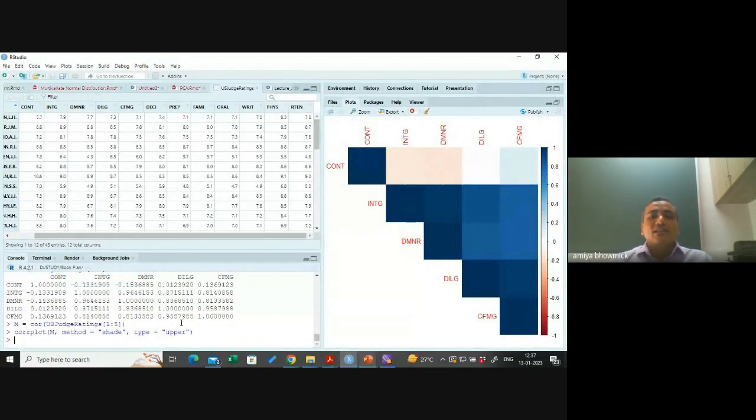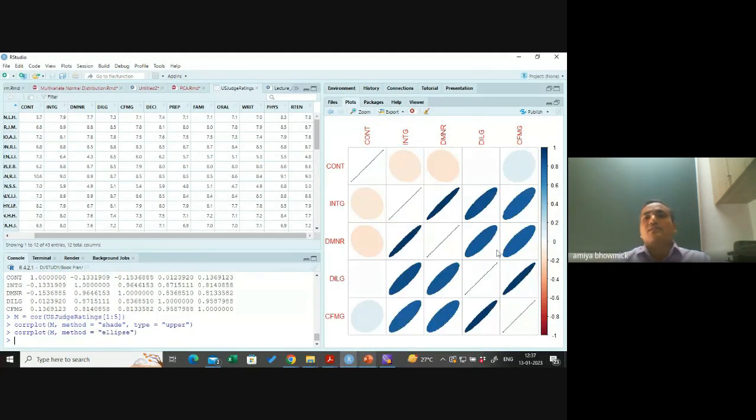As you see, there are various different options here. I think method has an ellipse option. Yes, ellipse is there. This shows which predictors are highly correlated, whereas CONT and INTG are not highly correlated. You also see there is a color bar: highly negative means it will be -1, the red one, and the blue one means the opposite.